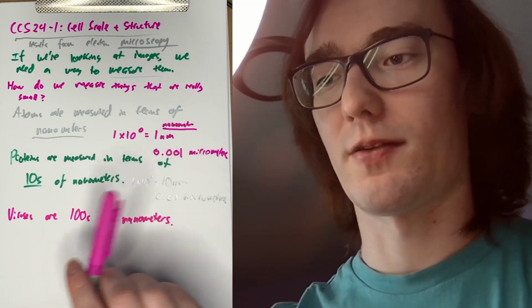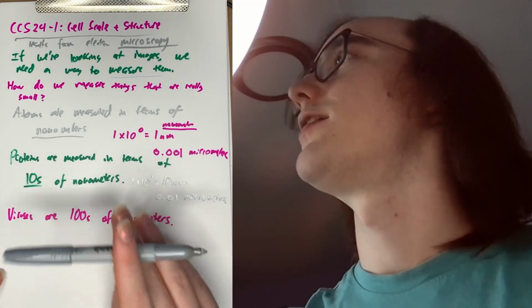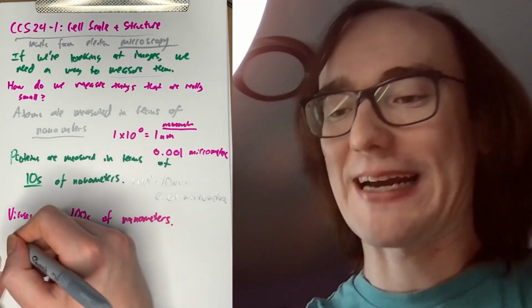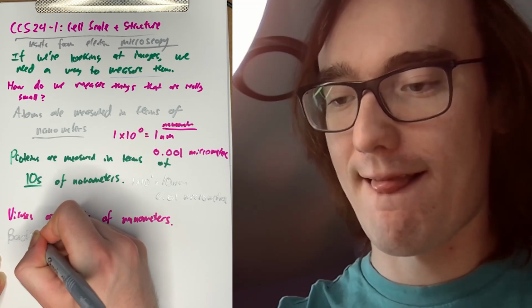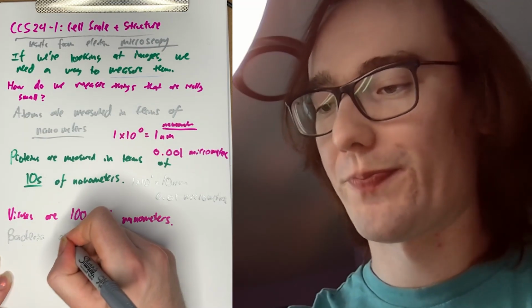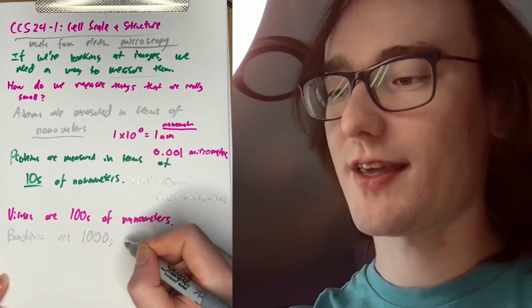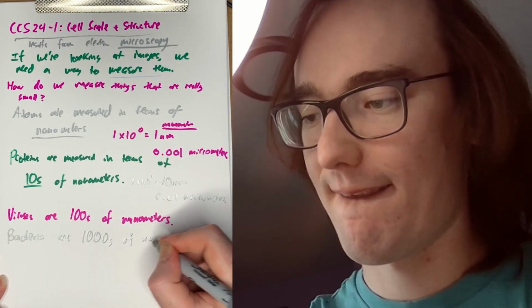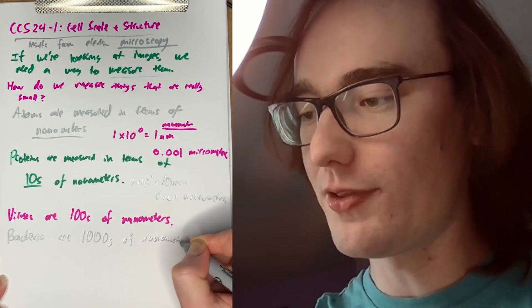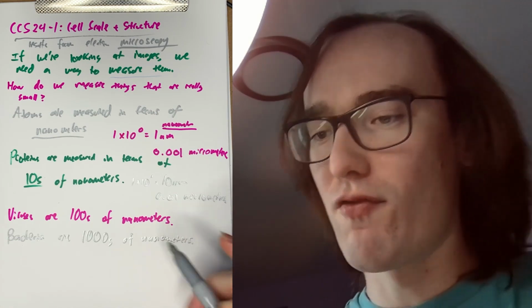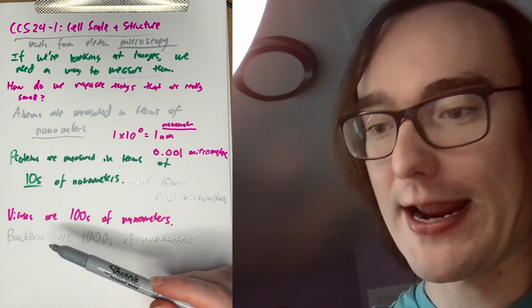Start making this list move a little more quickly. Viruses are hundreds of nanometers. Bacteria, you might be interested to know, are thousands of nanometers. So we can think, and you should think, of many viruses as preying on bacteria.